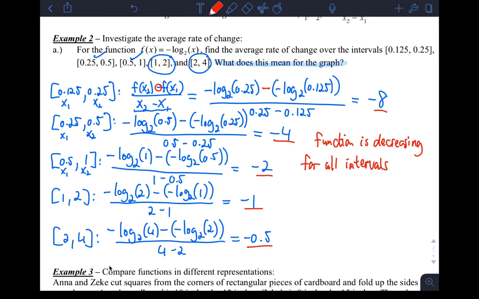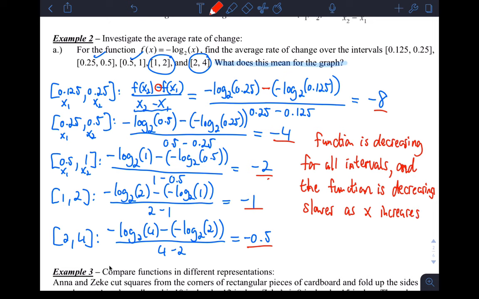Alright, decreasing because all the slopes are negative, so you can say it's decreasing. And furthermore, because the slopes are getting smaller in magnitude, so the absolute value of this slope is going from 8 to 4 to 2 to 1 to 0.5, what that tells me is that the function is decreasing slower, okay, as x increases.